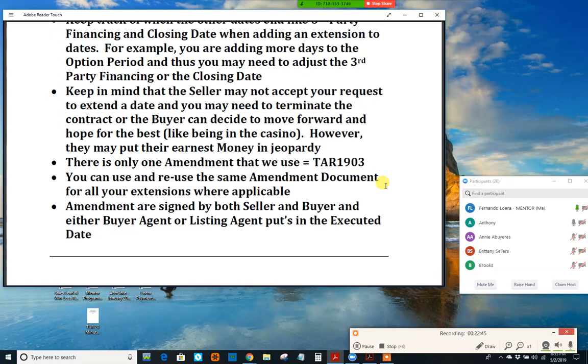Another common question that I always get is, it says that broker executes this amendment. Well, the broker's giving you permission to put a date, a broker date, I mean, to put a date of an executed date on that amendment. So you are authorized to do that.